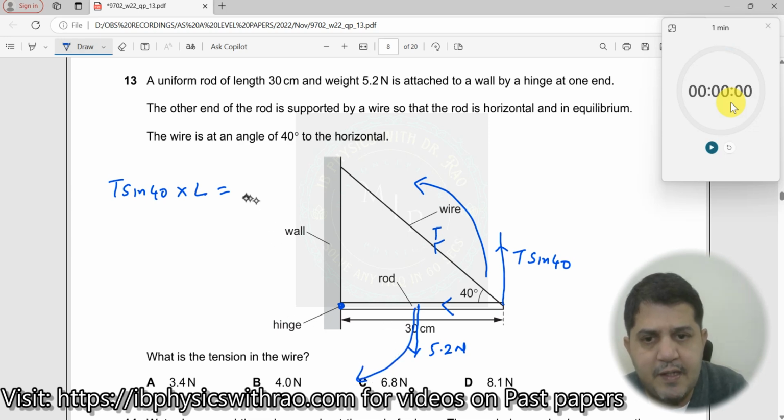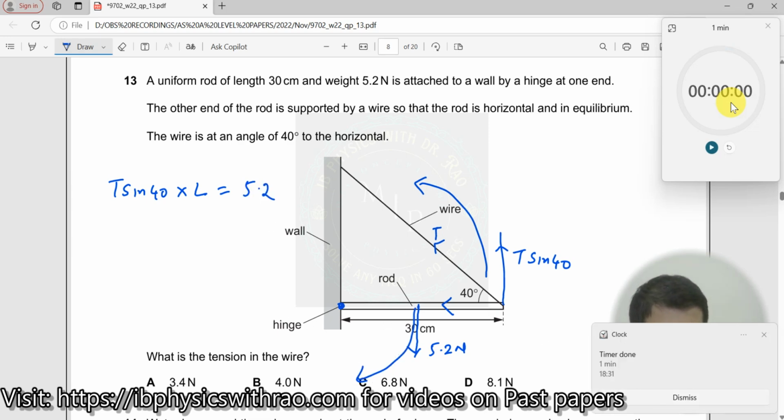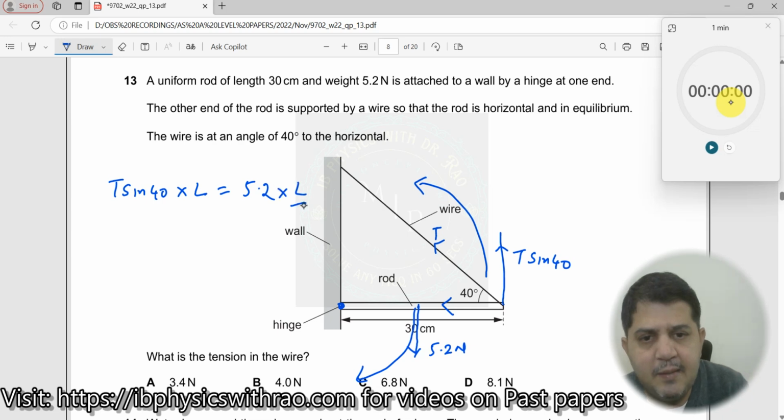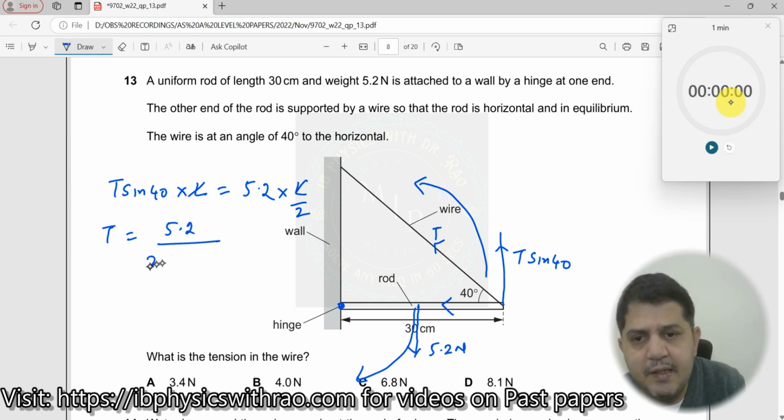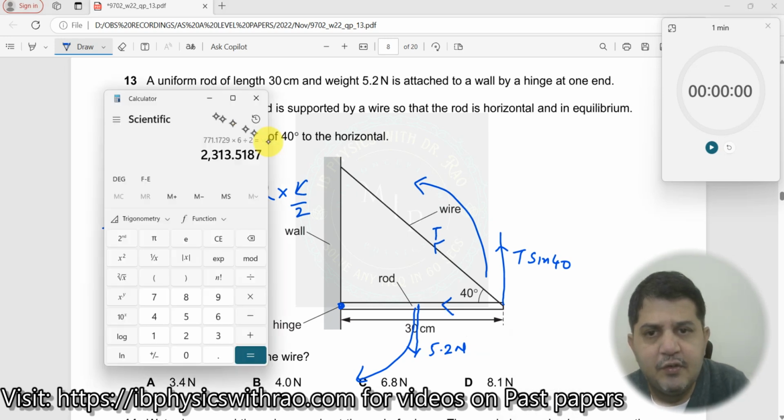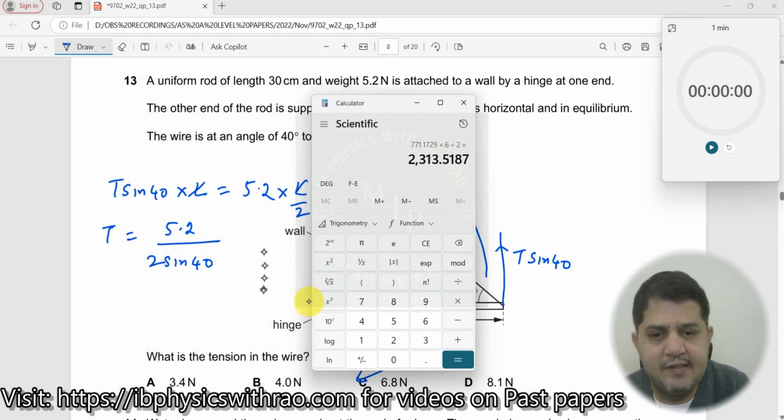This clockwise moment should be 5.2 multiplied by L by 2 because it's at the half of it. I have not taken the distance also, not required for you. So this L and this L goes away. So I have T is equal to 5.2 divided by 2 sine 40. So I need just to find out this value. If I find out this value, I can easily get the answer.